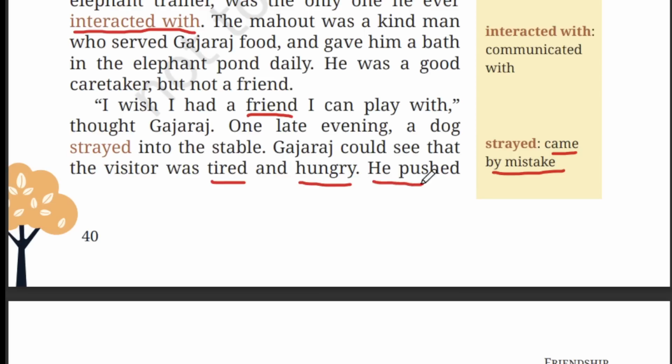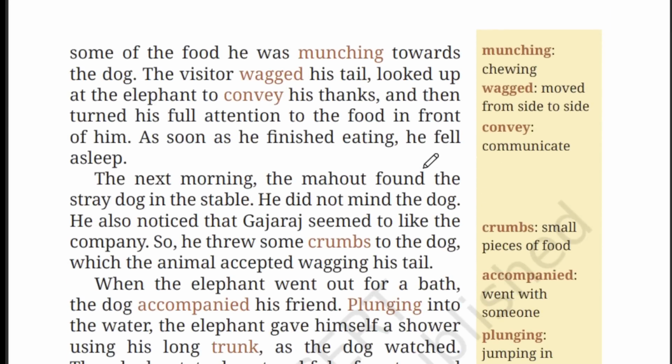What did he do? He pushed some of the food he was munching towards the dog. Munching means chewing. So Mahout gave some food to the elephant, right? And what happened now? Gajaraja gave some food to the dog.